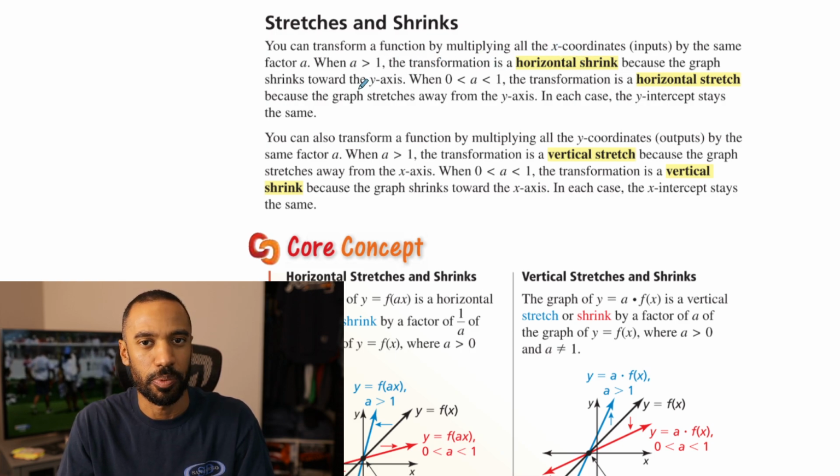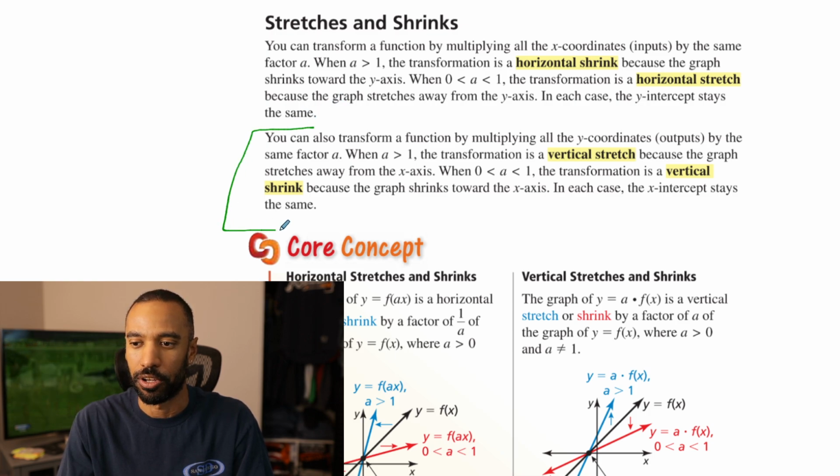Oh my gosh, you know what? They're explaining this out of order. I'm going to start with the verticals, okay? If we do horizontal first, you guys are going to be so lost.